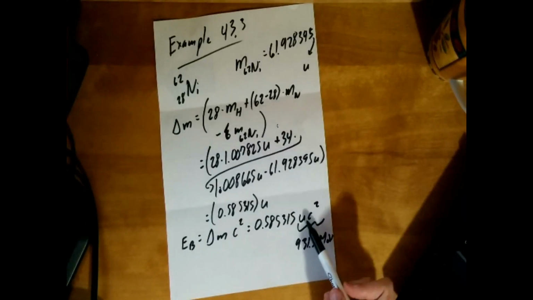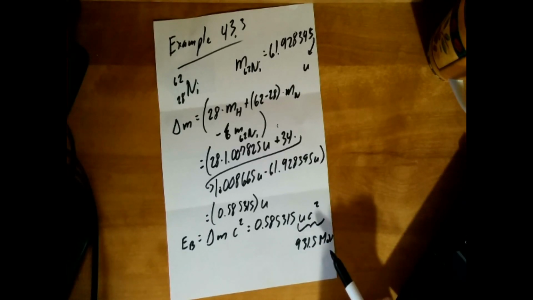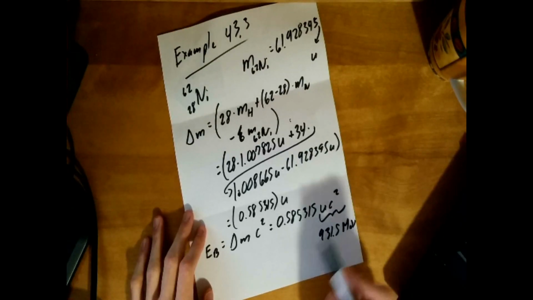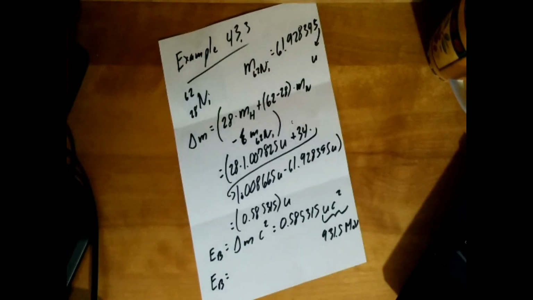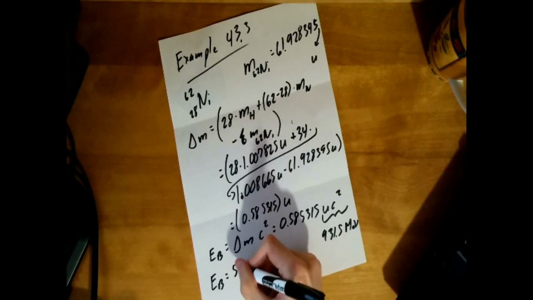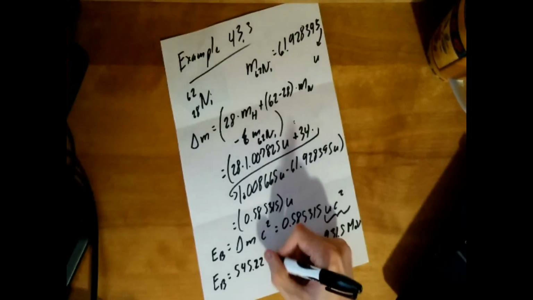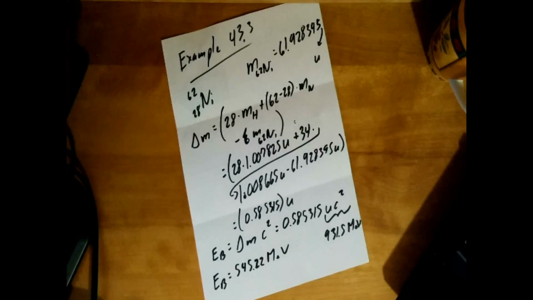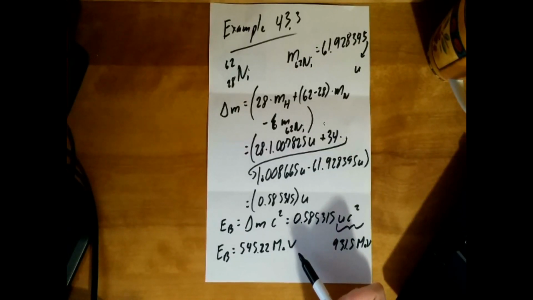So this is why we always try to factor U to combine it with the c squared, since we have already a value for it. So through this, E_B, the binding energy, will be equal to our number times 931.5, which gives us approximately 545.22 mega electron volts. So this is the total binding energy of all of the nucleus.